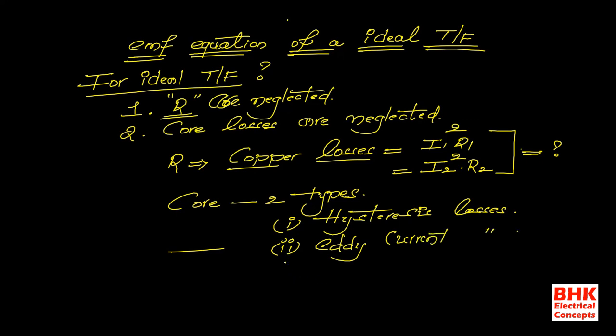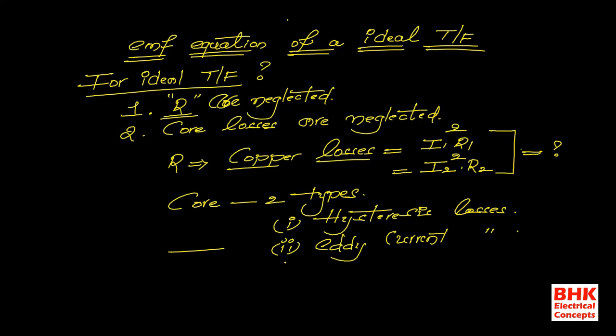It means that for an ideal transformer, the resistance in the primary side and secondary side is neglected, so we can say that copper losses are neglected in both. Coming to the core, core losses are also neglected in the ideal transformer. These losses always occur due to the transformer core, and are mainly divided into two types: hysteresis losses and eddy current losses. These are the points we consider for the ideal transformer case.